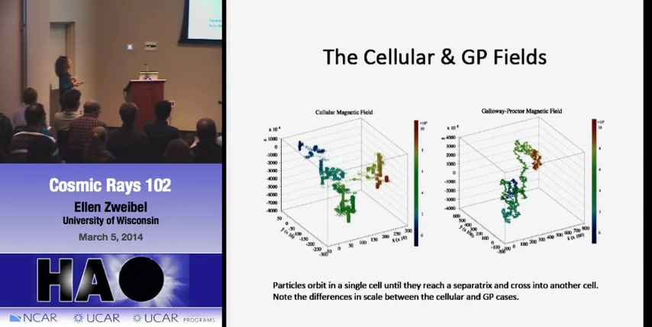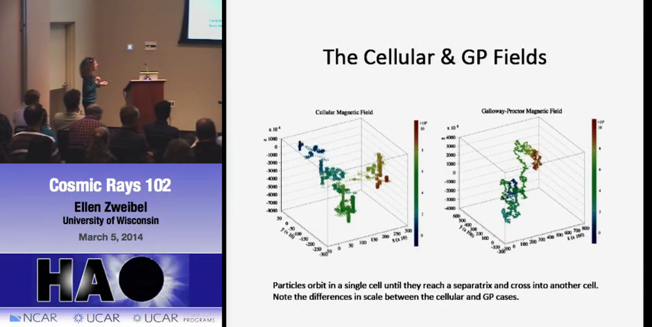So here's what happens in the cellular magnetic field. Notice that this scale is multiplied by 10. So this is going from 0 to 3,000, 0 to 3,000. These cells are 100 in the same units. So the color represents time, so we start in blue. So particles kind of hang out in a single cell for a while, shown by their helical motion, but then they transition to another cell. And then they transition to another cell. And they're definitely migrating across the field.